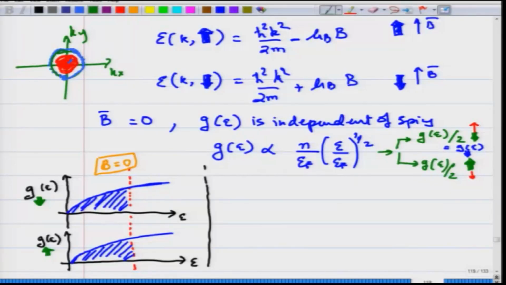So, we had seen that the density of states in zero magnetic field is equally distributed between the magnetic moment opposite to the applied field direction and the magnetic moment of the electron in the direction of the magnetic field. Of course, there is no magnetic field at B equal to 0, so they are exactly identical. But what happens to the energy when you switch on the magnetic field?